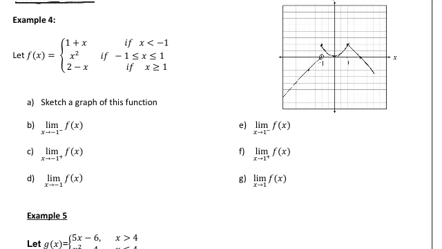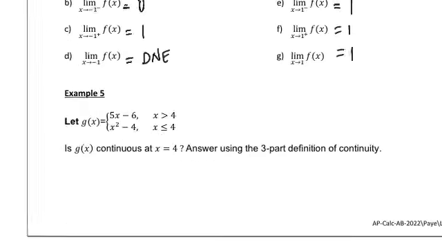So you can tell that as we approach -1 from the left side, the limit is 0. As we approach -1 from the right side, the limit is 1. Overall, there's no limit at -1. At +1, the limit from both sides is 1, and so the overall limit is 1. Okay, so that's the review of piecewise functions.